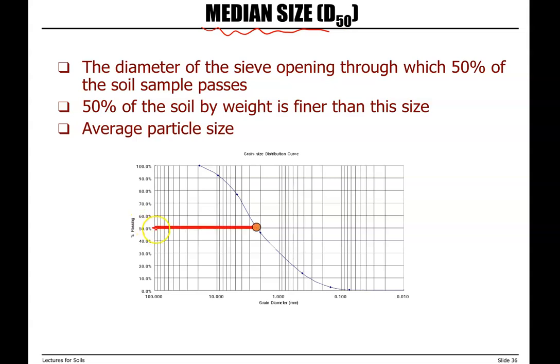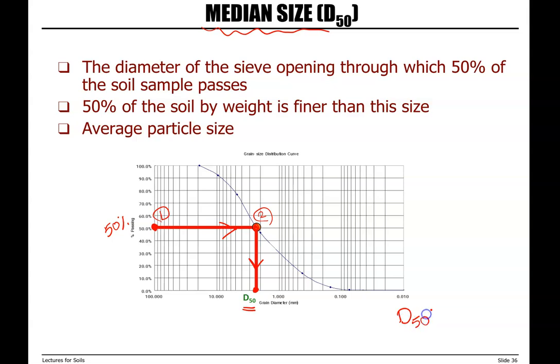we start from 50% passing, draw a horizontal line until it intersects with our gradation curve. That's point 2. And then from there, we draw a line that goes to the grain diameter axis. This point here is D50.